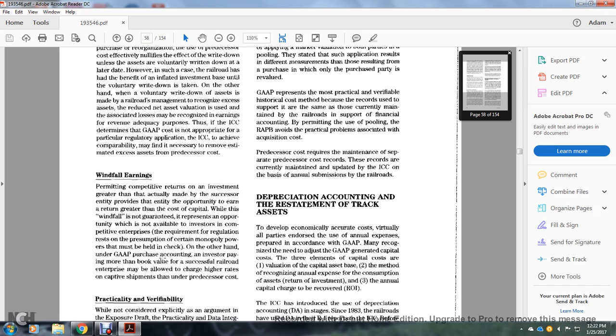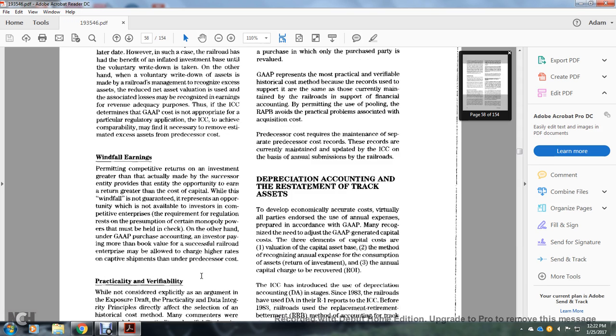All right, windfall earnings. Permitting the competitive return on the investment greater than the actual made by the successor provided the entity with the opportunity to return greater than the cost of capital. The windfall is not guaranteed if the representative opportunity was not available to the investor. Competitive enterprise of the return of the regulation rests on the presumption of certain monopoly powers that must be held in check. On the other hand, under government accounting auditing principles purchase accounting, an investor paying more than the book value of the successor railroad enterprise may be allowed to charge higher rates to captive shippers than under the predecessor costs.